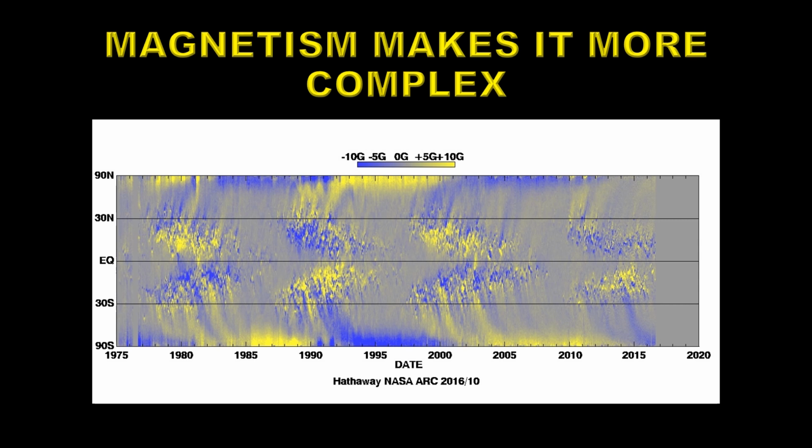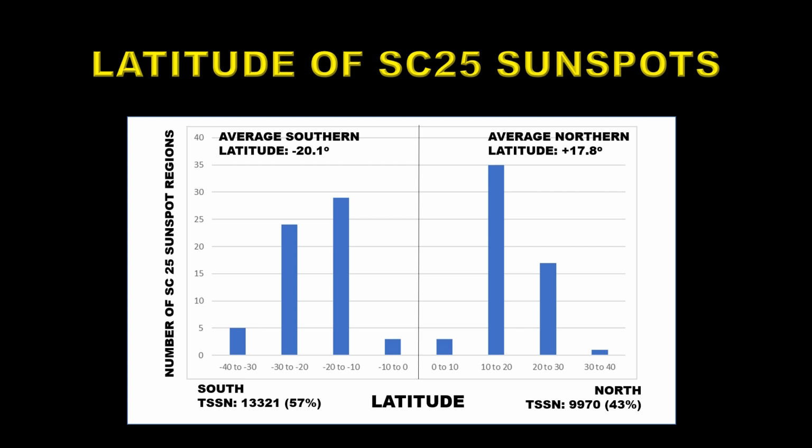The problem becomes much more complicated when you include magnetic fields. Here's an image of the same butterfly diagram, but this time indicating the different magnetic polarities of the sunspots. We'll start in the 1980s here, and in the northern hemisphere, positive field was leading the sunspots and negative field was following. But the reverse was true in the southern hemisphere. The next cycle, it reversed again. So that shows that the magnetic cycle on the sun is actually a 22-year cycle, as opposed to the 11-year magnetic cycle.